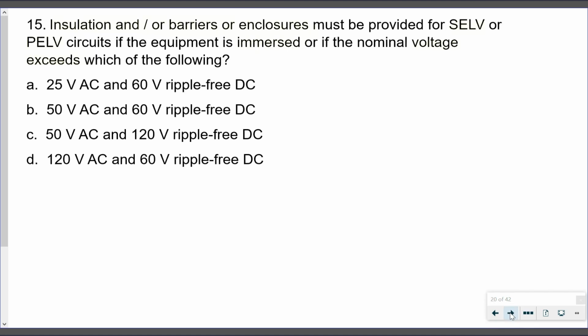Question 15. Insulation and/or barriers or enclosures must be provided for SELV or PELV circuits if the equipment is immersed or if the nominal voltage exceeds which of the following. So we're looking at insulation and/or barriers and enclosures, but in particular for SELV systems, and we're looking to find out about these voltage levels. So when we get to SELV or PELV systems, we're looking for barriers or enclosures. We're also looking to see if the equipment is immersed, and we're looking for voltages.